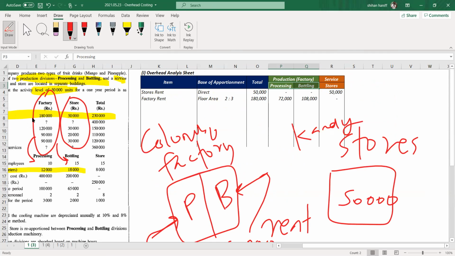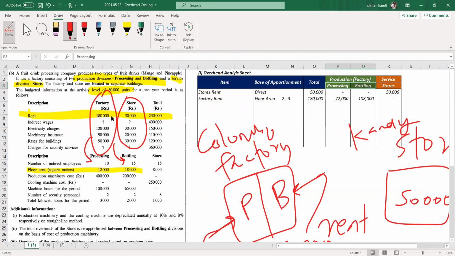So let's do a few more items and see. If you didn't understand, tell me and I will clear it up. So that is about rent.